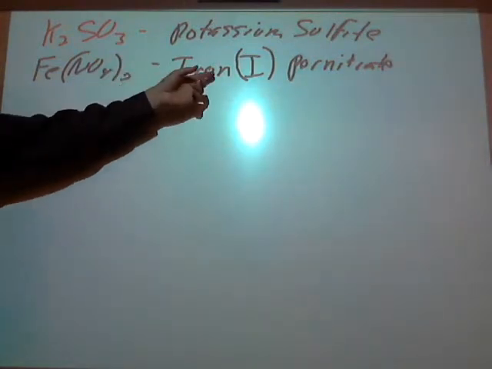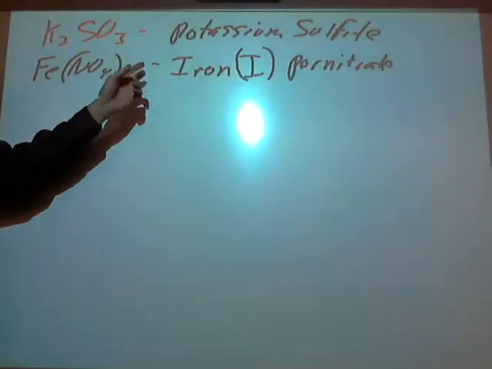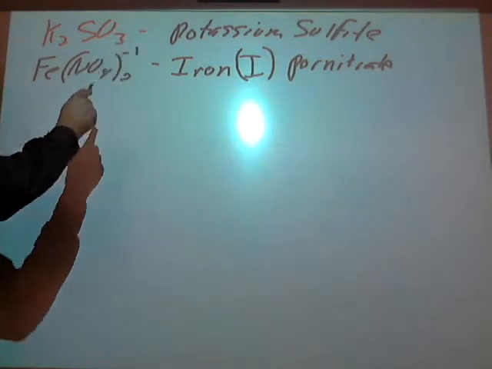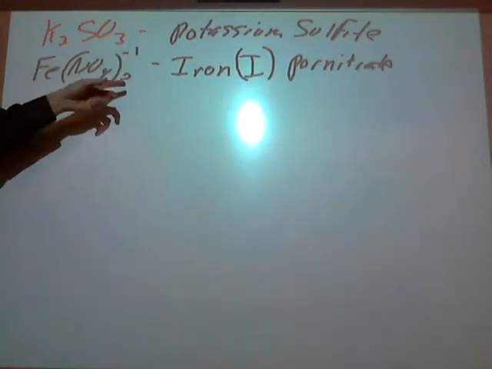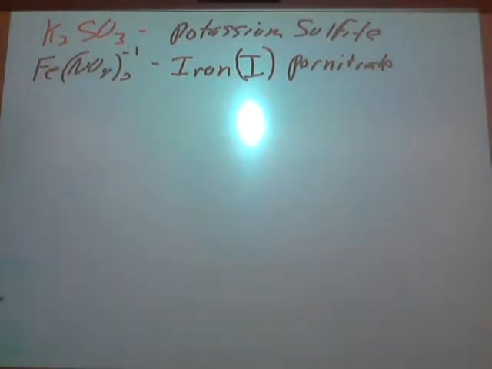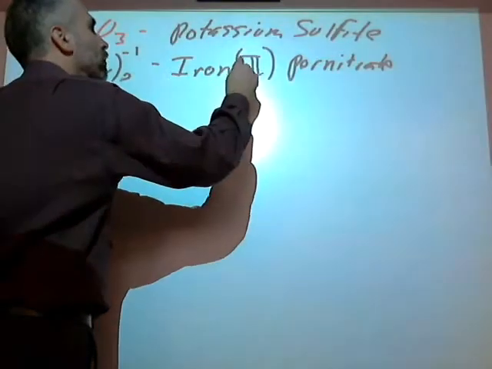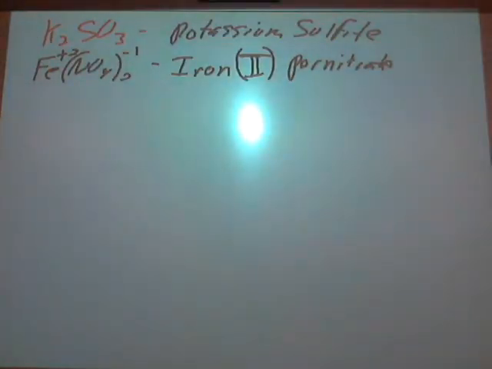But is this iron 1 pernitrate? This guy has a -1 charge. So what charge must he have in order to lead 2 of them? +2. So that's iron 2 pernitrate. Got it? Okay. All right. Let's try another one.